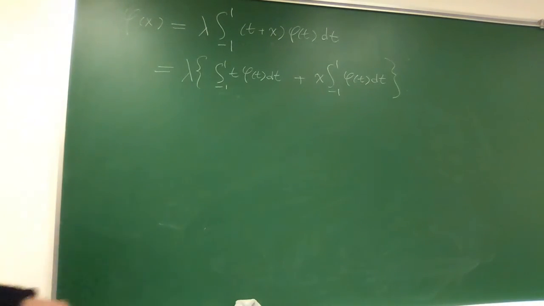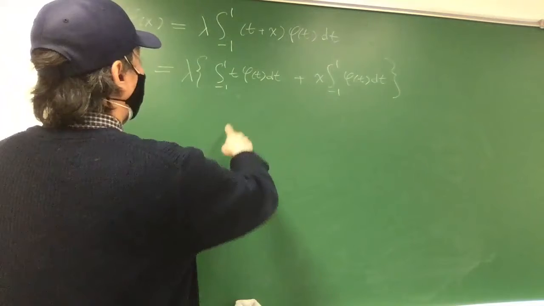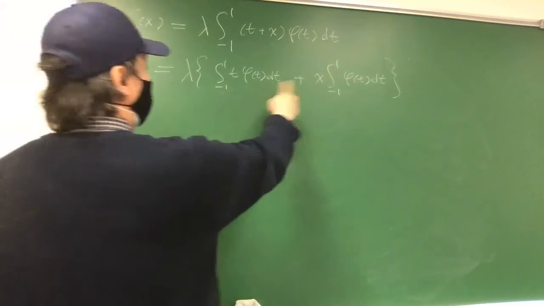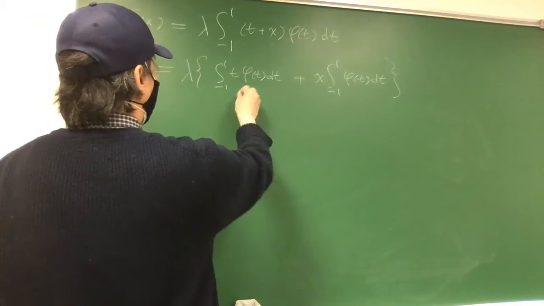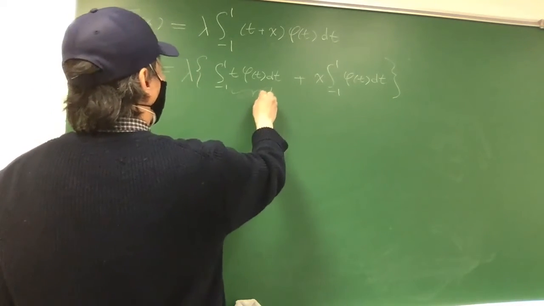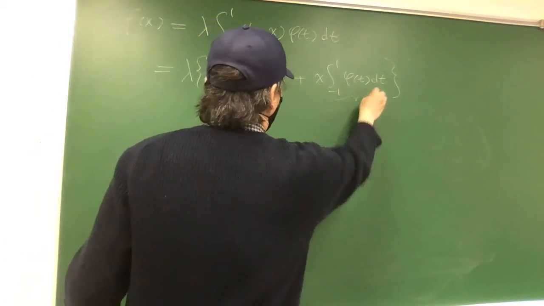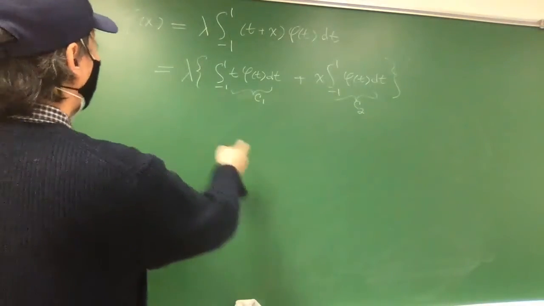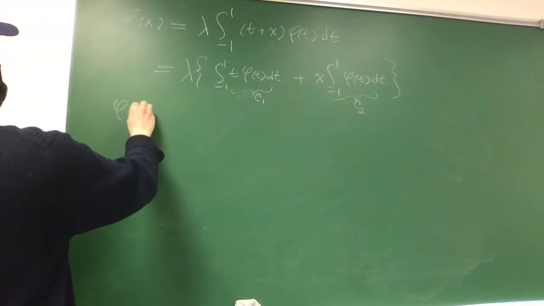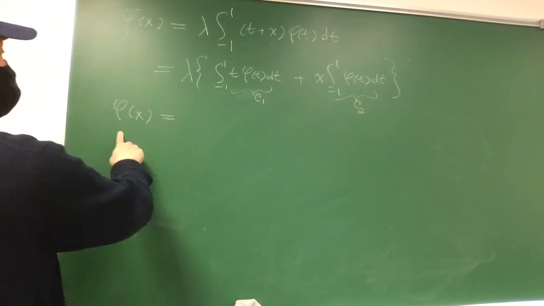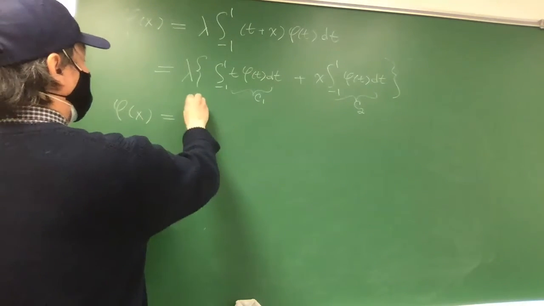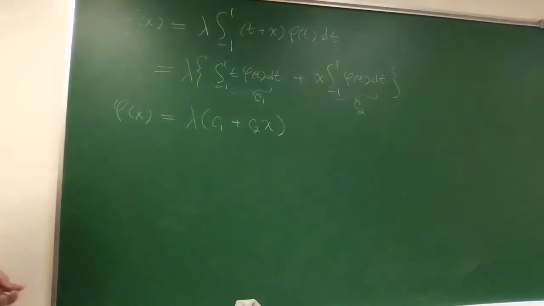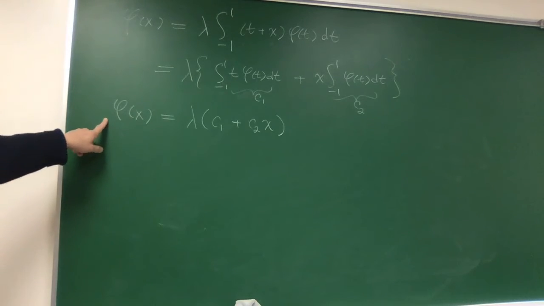Okay, so that is straightforward. And now you can define your C, the coefficient, and which one is which doesn't matter. You can give them names, so like you call this C sub one, you call this C sub two. So it doesn't really matter. Writing phi directly, it's lambda times C sub one plus C sub two times x. Okay, so this is your phi.